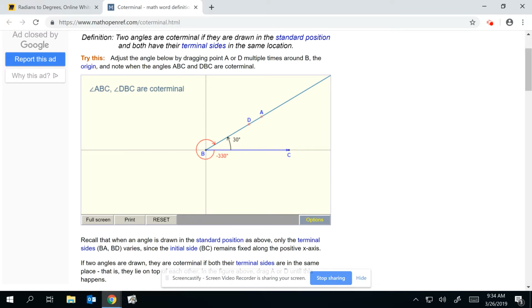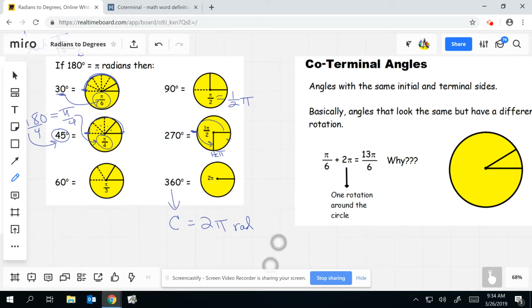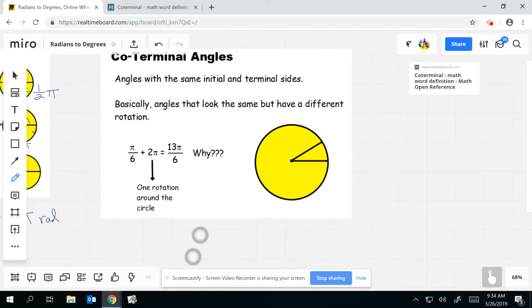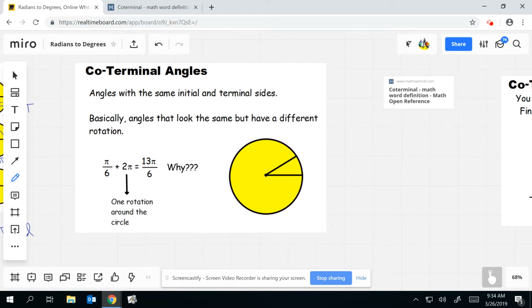So let's look back here at the notes. Here's coterminal angles. I mean, I showed it to you, so you can write what you want to write. I wrote up here what it was. Angles with the same initial and terminal points. What that means is they have the same start and they have the same end. Initial and terminal sides. Same beginning, same end. They look the same, but they have different rotations. So basically angles that look the same but have a different rotation.